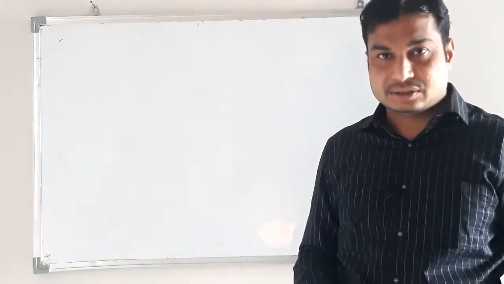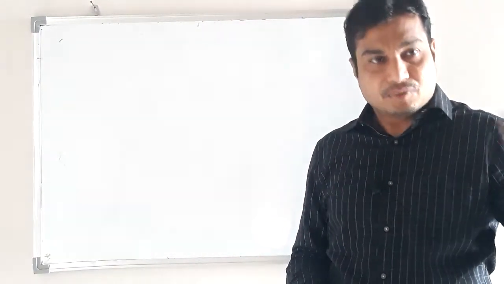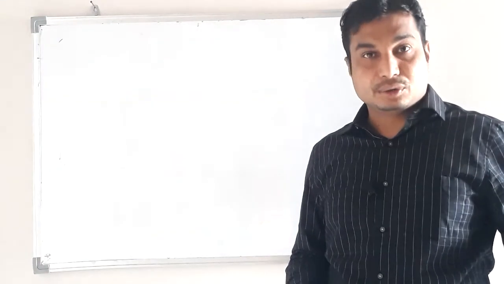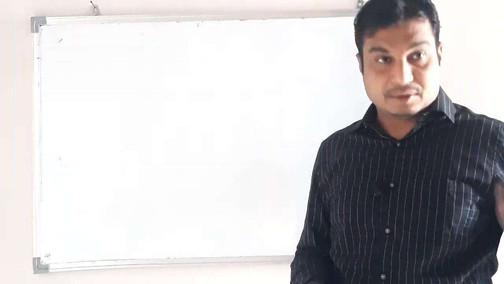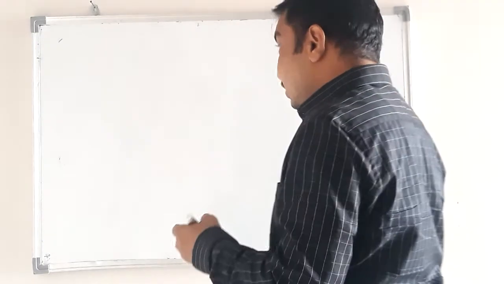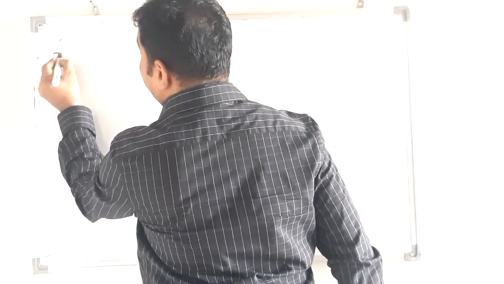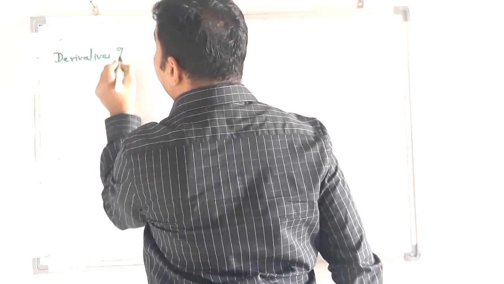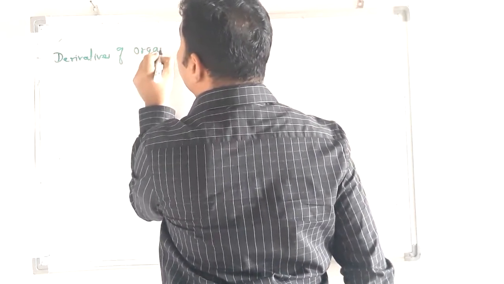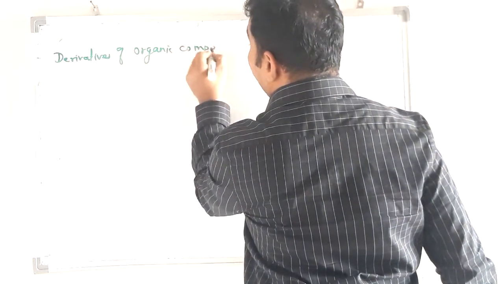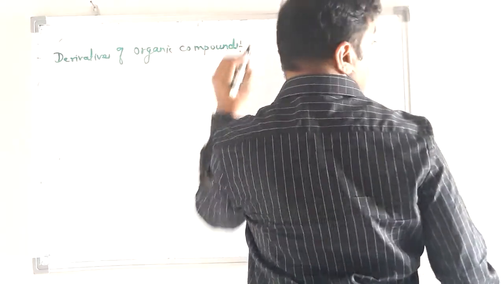These are the three classes: alkane, alkene, alkyne, and we want to extend this classification further. Before going to this classification into many classes, we have to understand some topic concept, that is derivatives. Derivatives of organic compounds. What are these derivatives? This is a very, very important part.